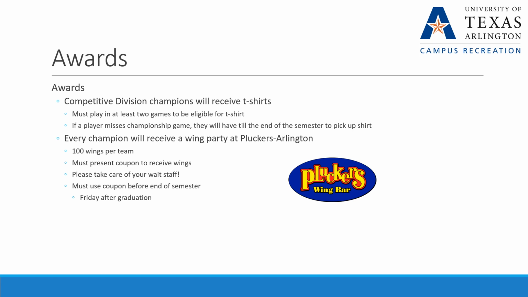Each team will also receive a wing party at Pluckers in Arlington. This is good for 100 wings per team, and you must present the coupon to receive the wings. Even though you're receiving 100 free wings, you're still being served by the staff, so please tip them as if you were ordering 100 wings. You must use this coupon before the end of the semester, which is defined as the Friday after graduation.